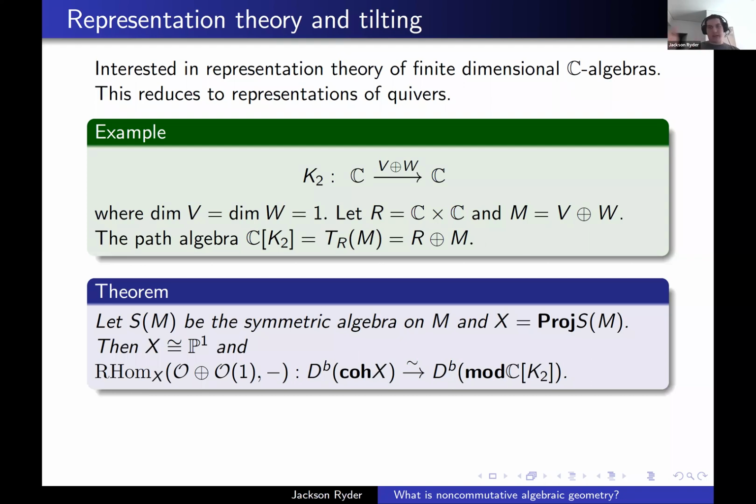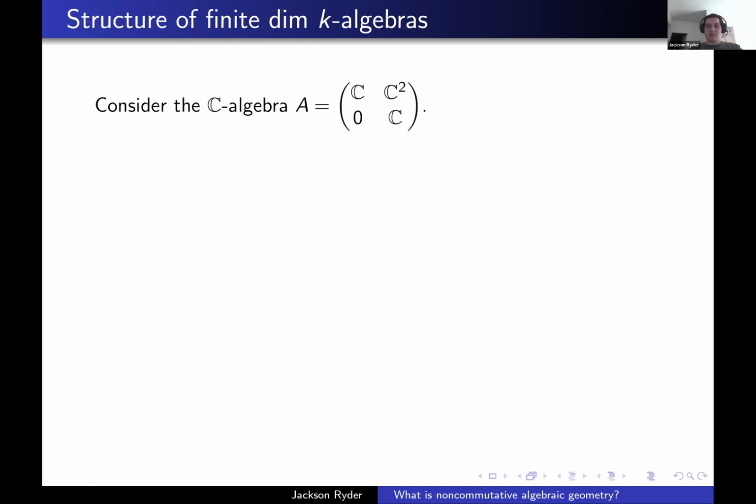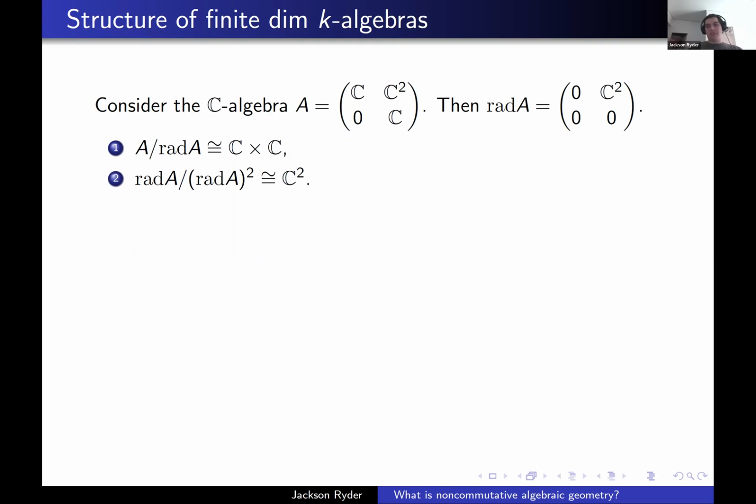We want to know about R algebras and Q algebras and algebras over non-commutative, non-algebraically closed fields. So let's have a look and see what happens when our field isn't algebraically closed. So this is our C algebra that we had before. And we'll see what the actual connection is between C algebras and path algebras of quivers. So if we take its radical, we just get the strictly upper triangular entry. Then we can look at A mod its radical, which is going to be C times C, the diagonal here. And then we can look at the radical mod its square, which is going to be C squared.